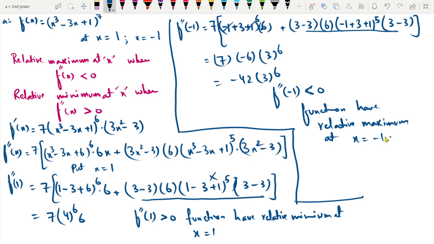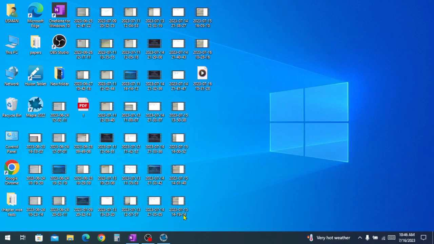So at x equal to 1, the function is minimum, and at x equal to minus 1, the function is maximum. In this way, you can find all the parts of this question, B part, C part, and D part. All are similar. So in the next video, we will discuss the next question, inshallah.